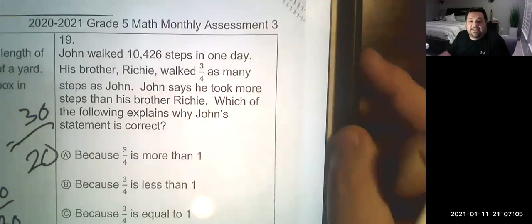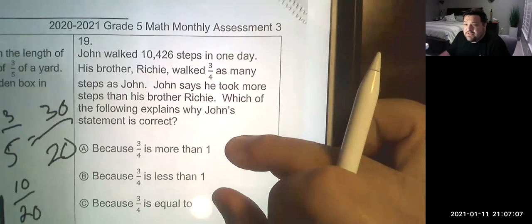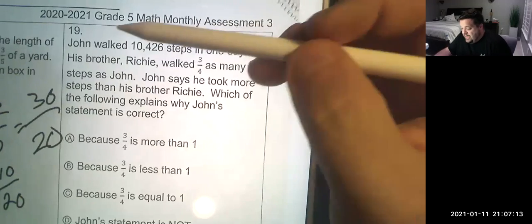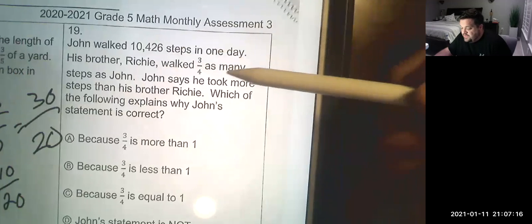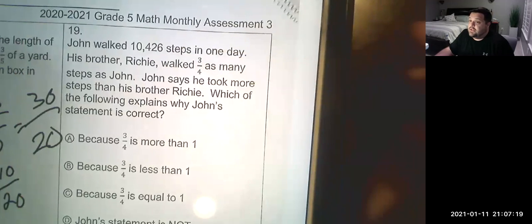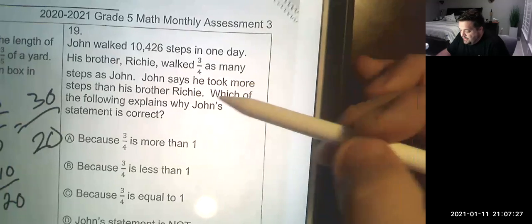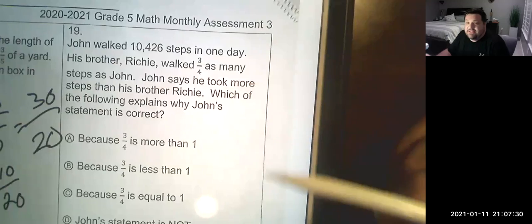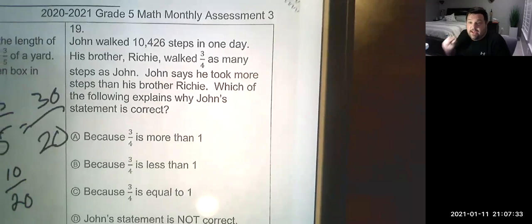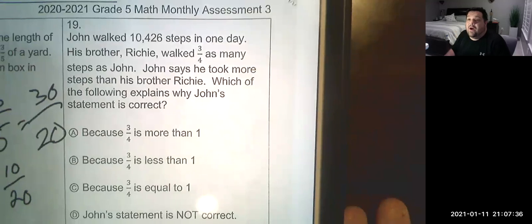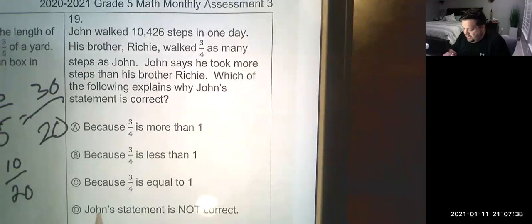Number 19, if you know the rule, ding, ding, ding on the rule. If you know the rule, this question's simple. John said he walked 10,426 steps in one day. His brother walked 3/4 as many steps. So if he only did 3/4, that's not a full one, right? That's a fraction that's less. John says he took more steps than his brother. Which of the following explains why John's statement is correct? So they're telling us his statement's correct. We know John walked more, but why? Well, let's look down here. John's statement is not correct. Well, D doesn't make sense, right? Because they told us the statement is correct, so the answer can't be D.